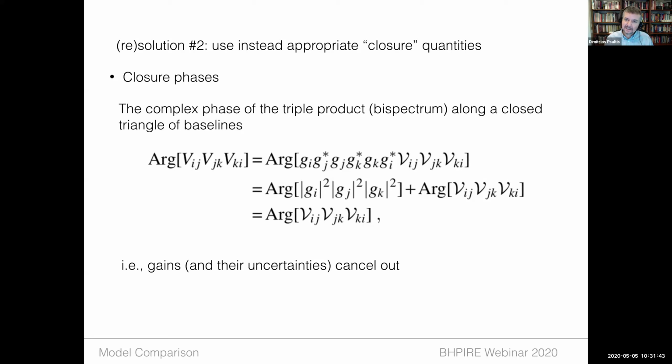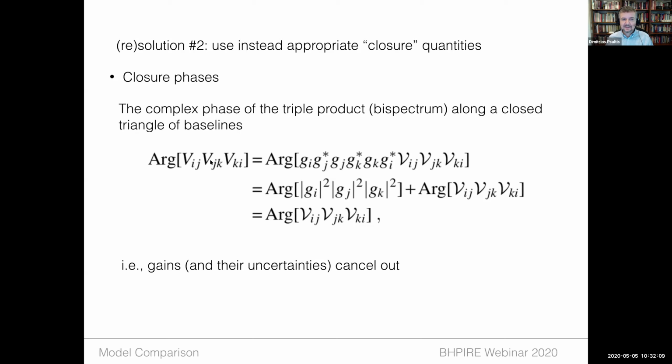And I believe the previous two webinars introduced closure phases as the sum of the complex phases along the three baselines of a triangle, the closure triangle. The other way to do it, which is equivalent, is that a closure phase is the complex phase of the bispectrum, the triple product of the visibilities along a closed triangle.